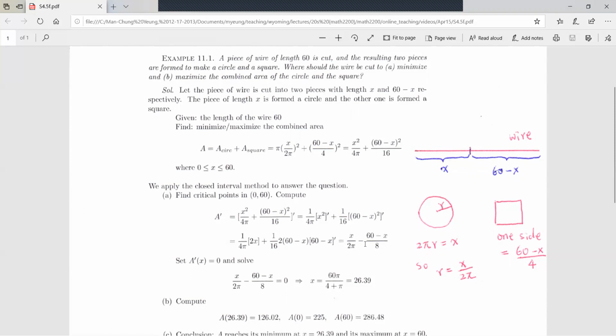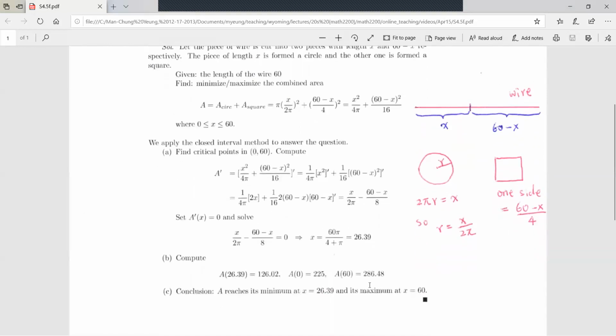Okay. Now to find critical points, I set the derivative to 0 and solve this equation. Then I get the critical point is 26.39. Step 1. Step 2.